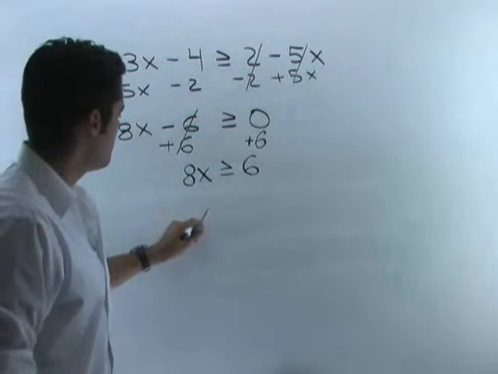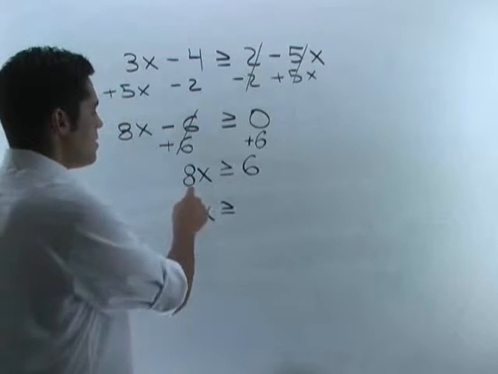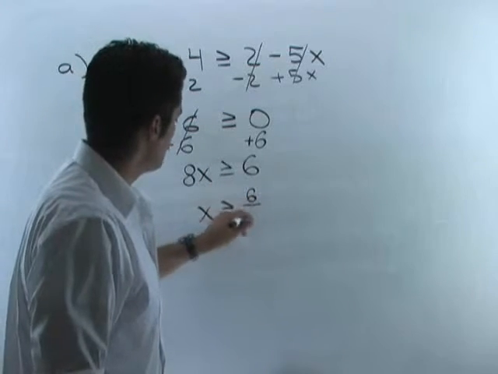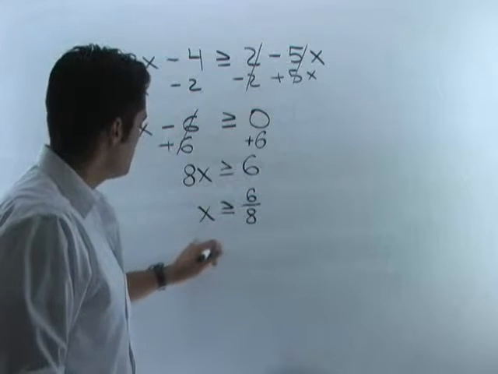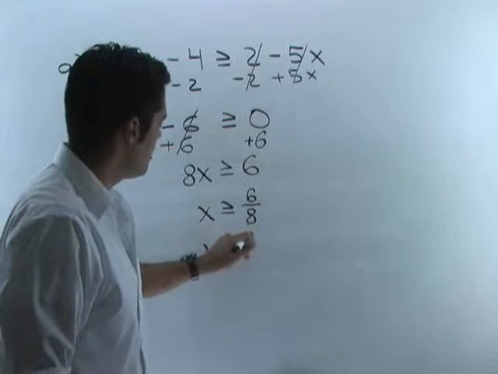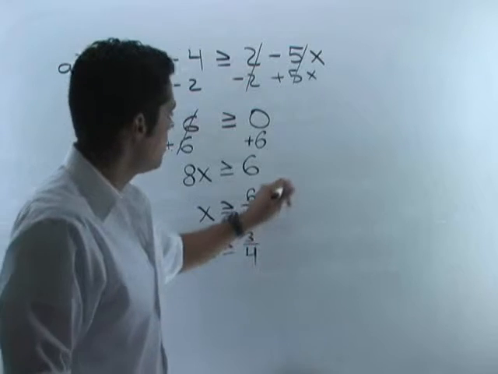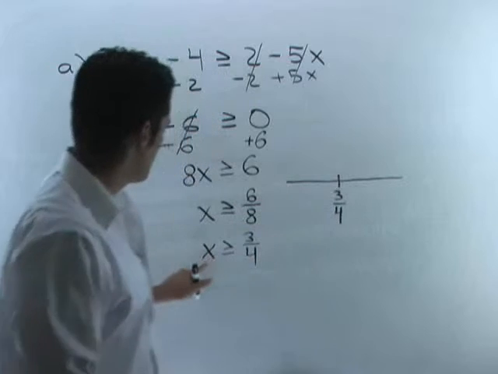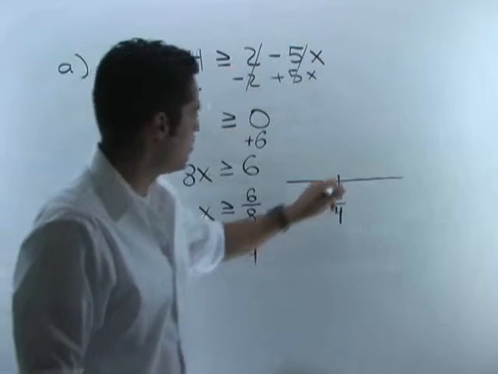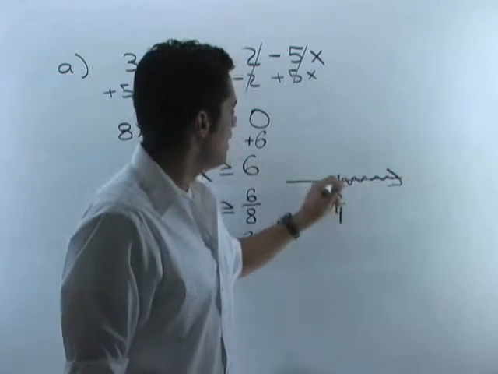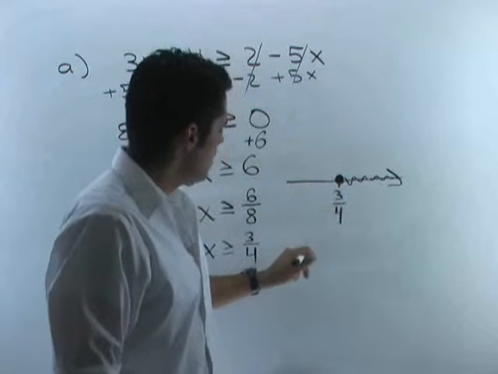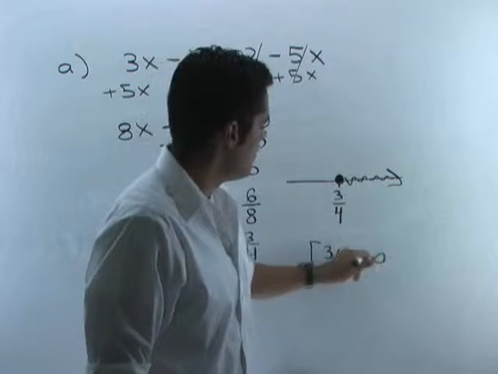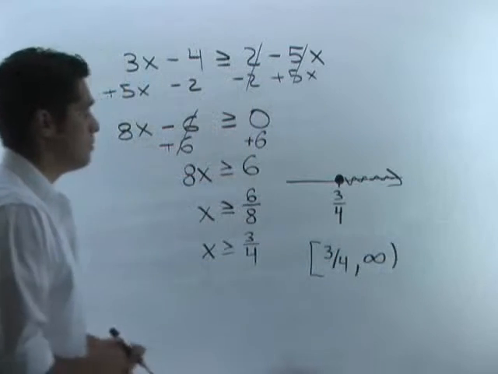Now we'll divide both sides by 8. Since 8 is a positive number, we do not have to flip the sign over. We get 6 over 8. So we get x must be greater than or equal to, we'll reduce the fraction here, 3/4. So on a number line, if this is 3/4, we must be bigger than or equal to 3/4. So bigger means this way, and we can be equal, so include the point. So our answer in interval notation is 3/4 to positive infinity, and that would be the solution.